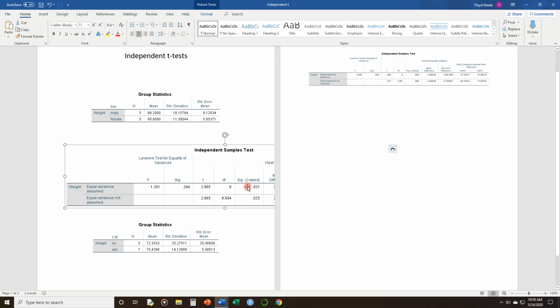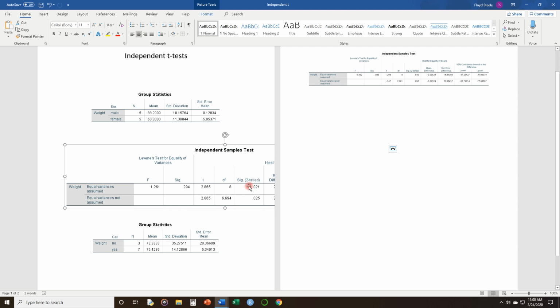And then here's our p-value again, the sig 2-tailed. In this case it's actually giving you a more exact p-value. It's always approximating, but with this one it's basically saying p is equal to 0.021, which is less than 0.05. So this is telling us there is a significant difference. We can reject the null hypothesis that there's no difference between male and female mean weight, and we can support the alternative hypothesis that there is. So that's very valuable information.